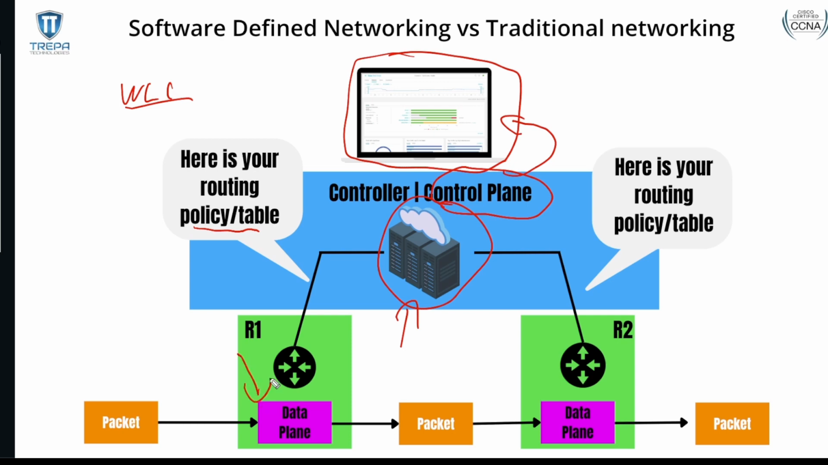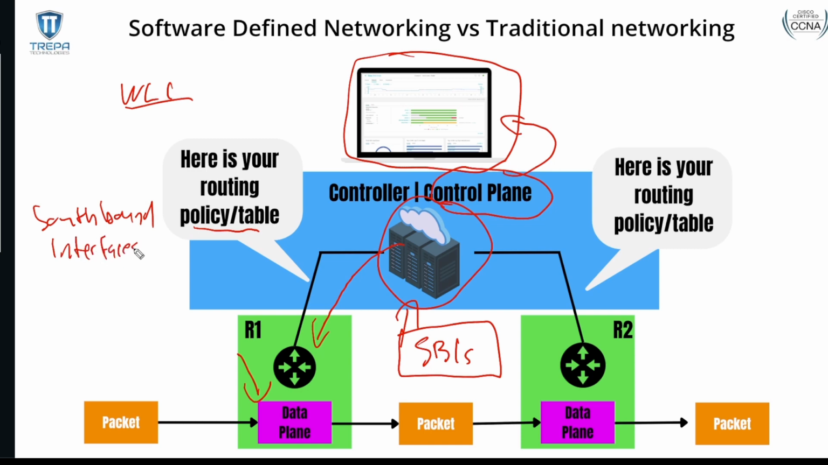Now, what do you see here, though? There's the data plane. The data plane is still there. So how does this controller push configuration? How does it push policy here? Well, it's going to use something called SBIs. Guess what those are? Southbound interfaces, or API, using maybe NETCONF to push a configuration change to that router.